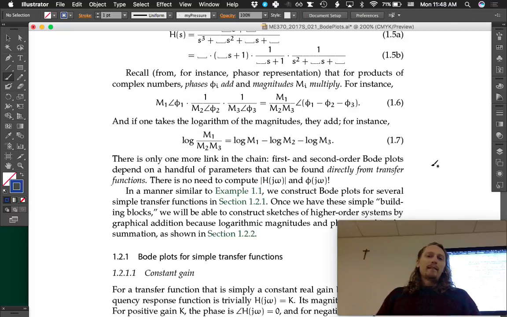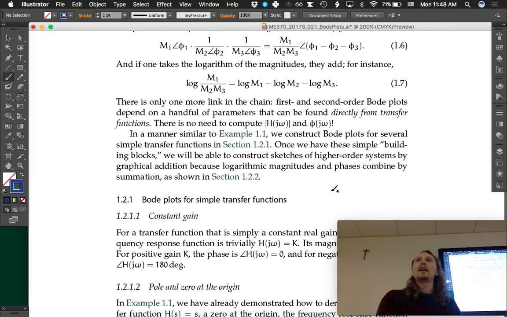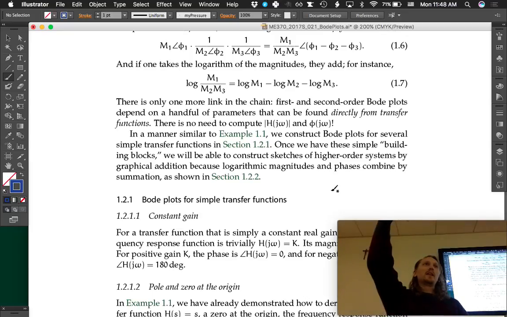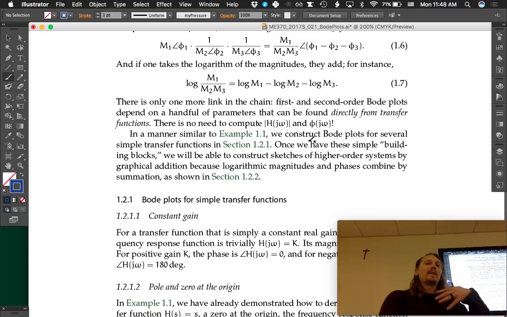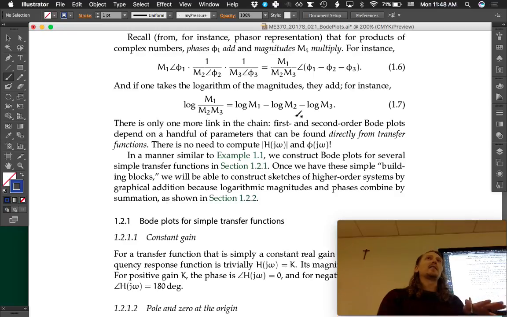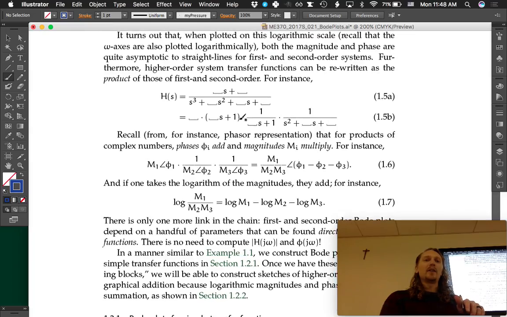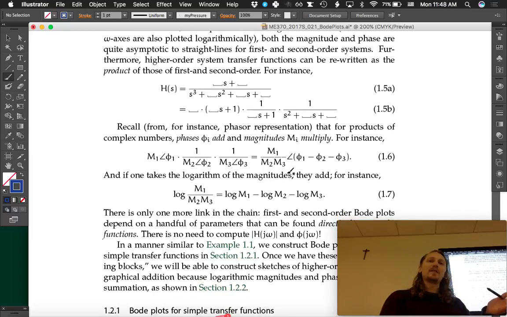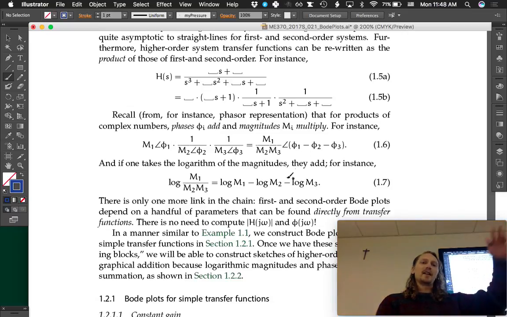But all right, so the last link is that we have this handful of parameters that can be found directly from the transfer functions to construct these simple ones. And once we have the simple ones, now this chain is complete. If we can construct these simple first order, second order, constant transfer functions and their plots, they're going to combine by just adding with each other, right? Because we can rewrite the transfer functions as products of these simple systems. And like we said, the phases are just going to add, so that'll just be graphically added. And since we're doing a logarithmic plot, the magnitudes are just going to add.